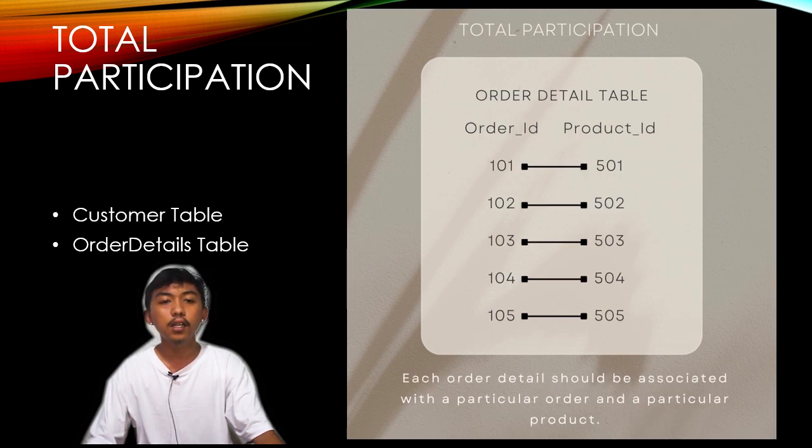The second one is the order details table. The order details table often has total participation in relationships because it represents the specific items or products within an order. Each order detail should be associated with a particular order and a particular product, so both order ID and product ID fields typically have total participation.